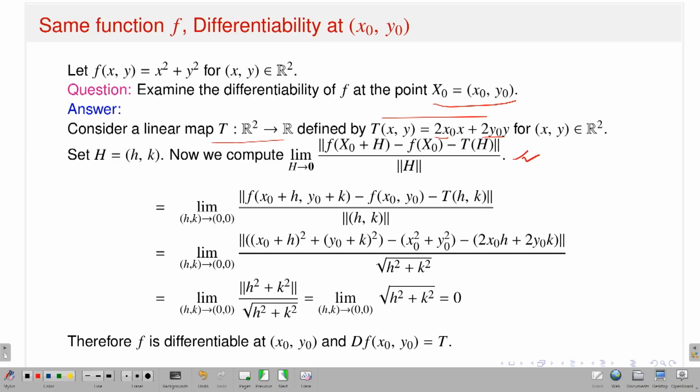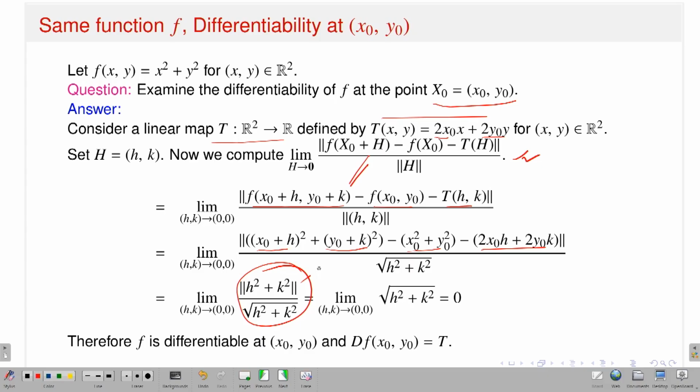That means I have to calculate this limit. Again, you have x naught, you have (h,k), definition of the function is there, use it in the calculation. This is the same as f of (x naught plus h, y naught plus k) minus f of (x naught, y naught) minus T of (h,k). You know the action of T, so you have (x naught plus h) whole square plus (y naught plus k) whole square, minus (x naught square plus y naught square), minus the action from the linear transformation. Again, if you perform some algebra, you will end up with the same object.